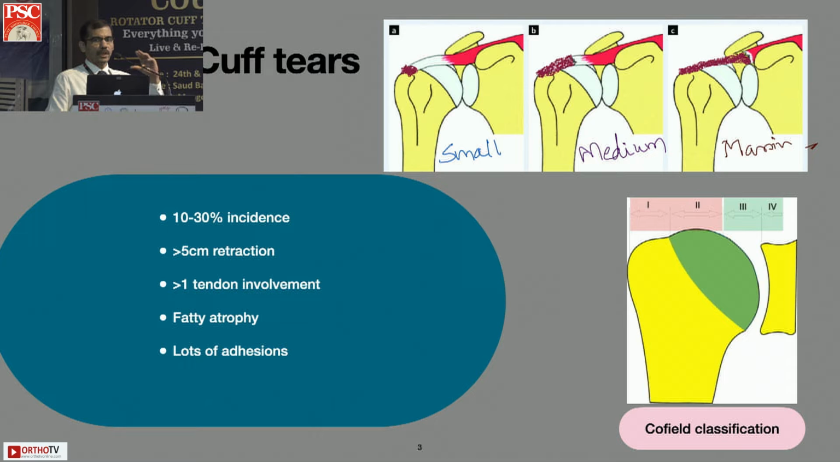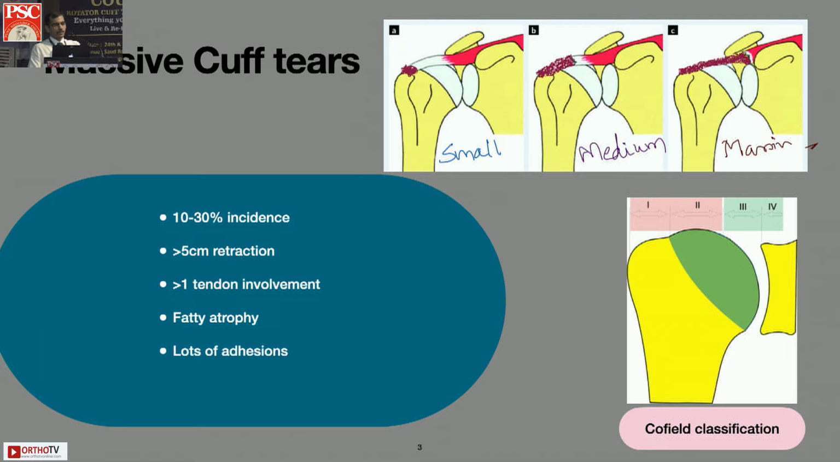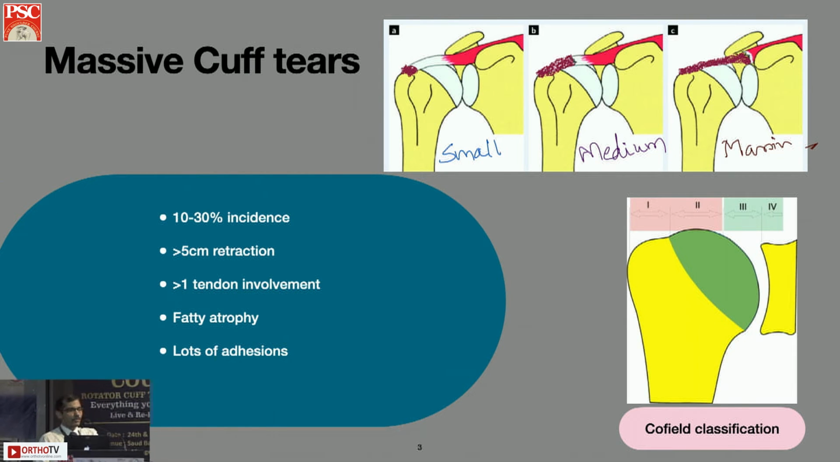of the time there is more than one tendon involvement, not just supra, there may be supra and infraspinatus also, and it will be retracted up to about 4 to 5 centimeters. Fatty atrophy is almost inevitable in most of the patients, and lots of adhesions will be around.